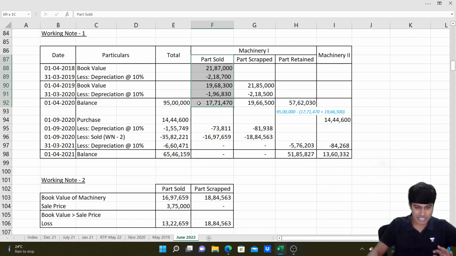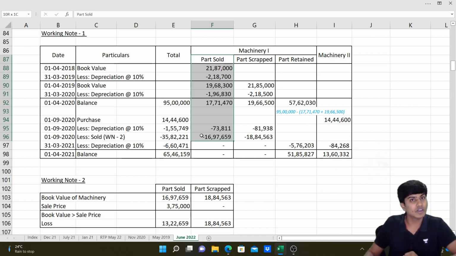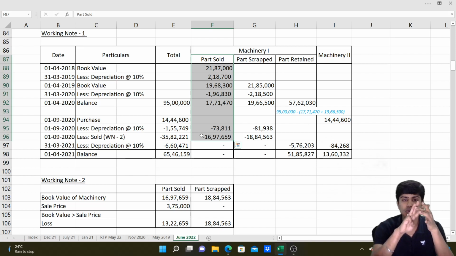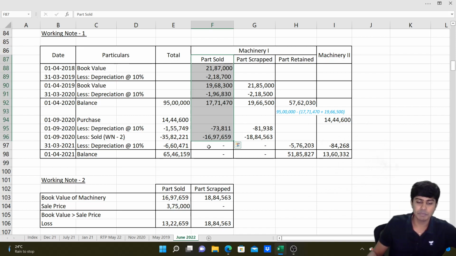You get that? So this asset is sold on 1st of September 2021. In the present year 2021, April, May, June, July, August, September, I've used it for 6 months. So I need to compute depreciation for 6 months. That is 17,71,470 into 10% into 6 by 12. That will leave me with 73,811 as depreciation. So if I depreciate with 73,811, then I'll be left with 16,97,659. This is the book value of the asset sold, not the sale value.